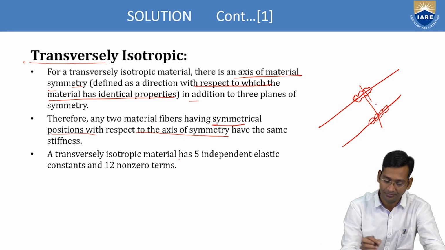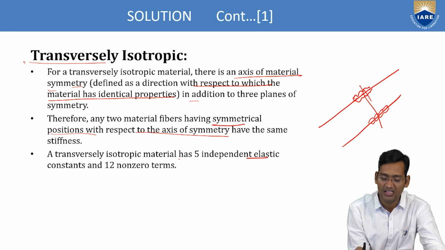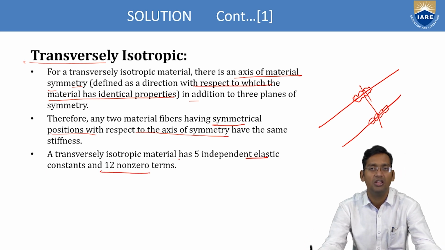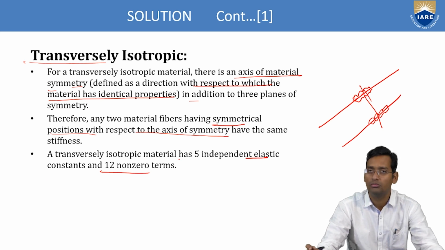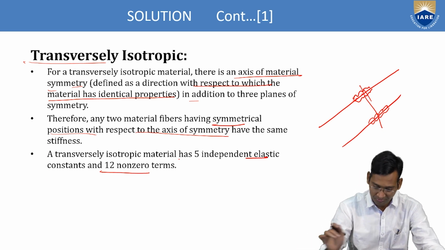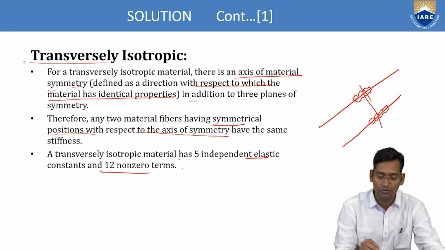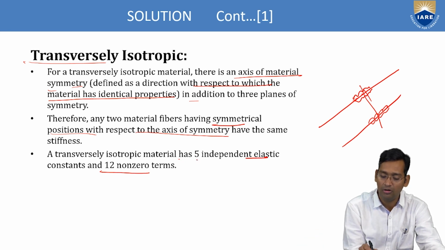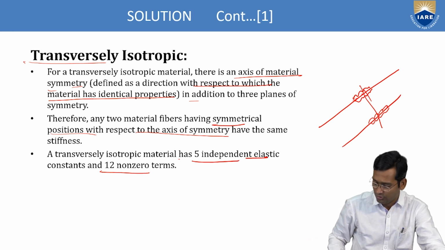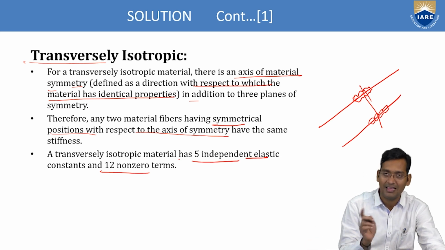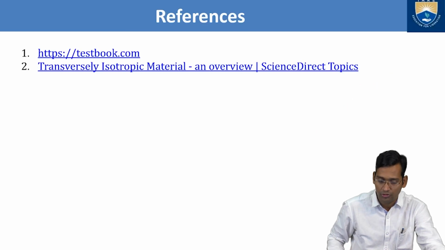A transversely isotropic material has 5 independent elastic constants and 12 non-zero terms. Means total 17 will be there and the remaining 4 will be zero terms. So a transversely isotropic material has 5 independent elastic constants and 12 non-zero terms.